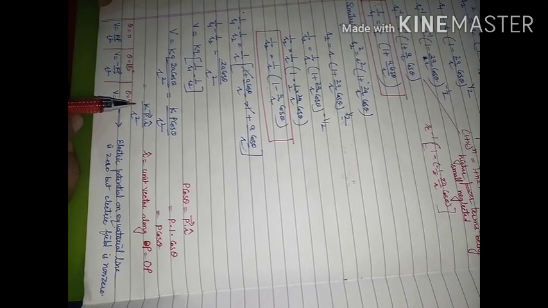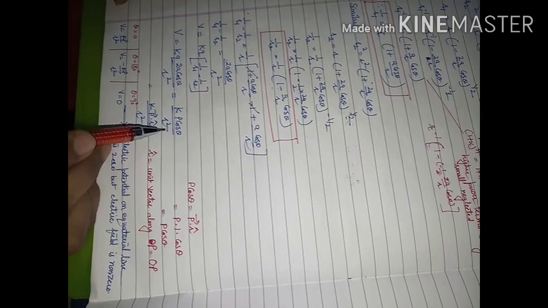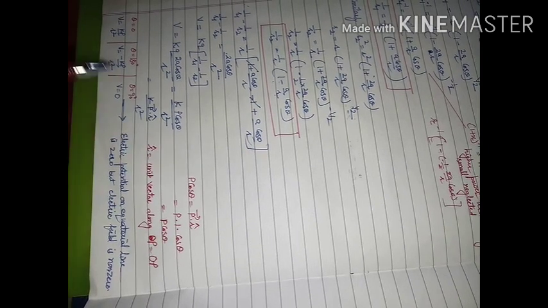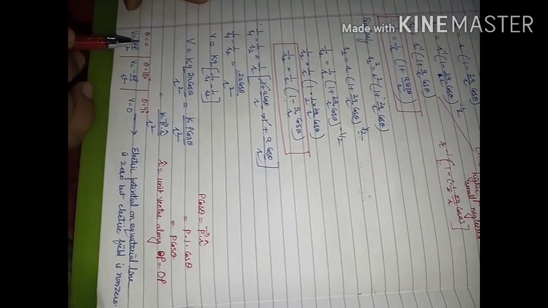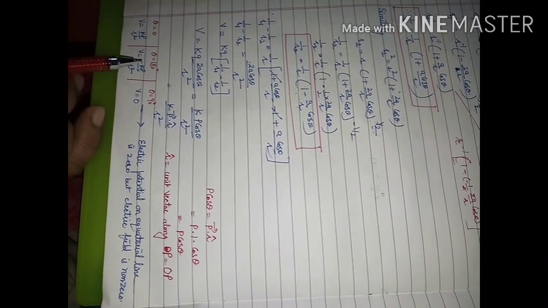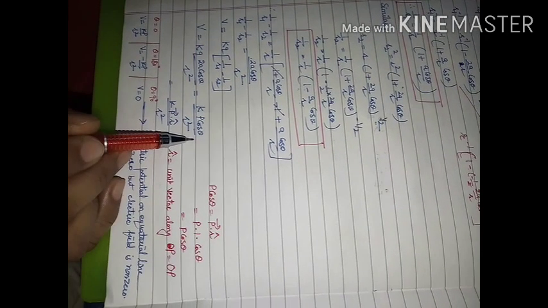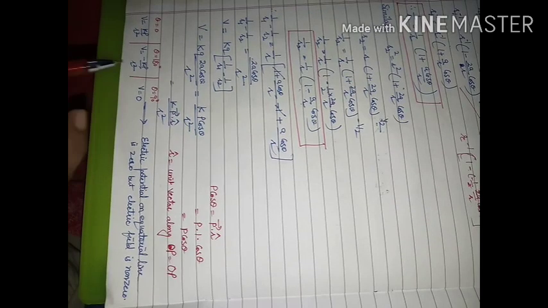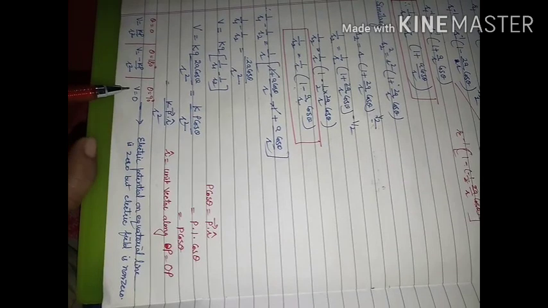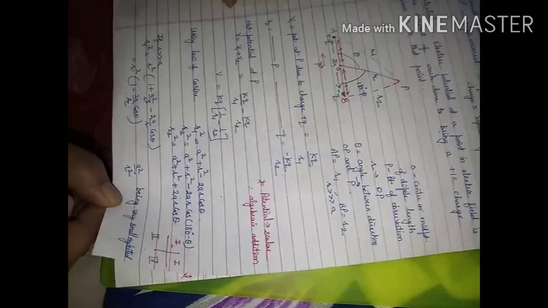If I consider the cases here, if your point is on the axial line or on the equatorial line, then what will be the value of potential? If your point is on the axial line, theta will come out to be 0. So when you put 0 here, your answer will be kp divided by r square. If theta is 180 degrees, cos 180 will be minus 1, so this will be your answer. And if your point of observation is on the equatorial line, theta will be 90 degrees and V will come out to be 0.